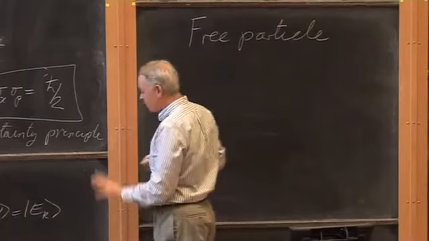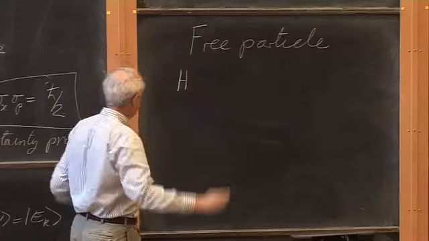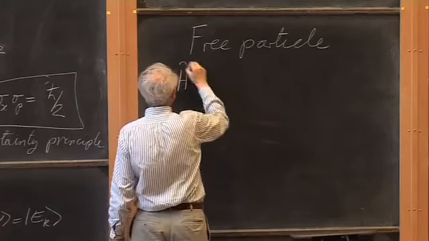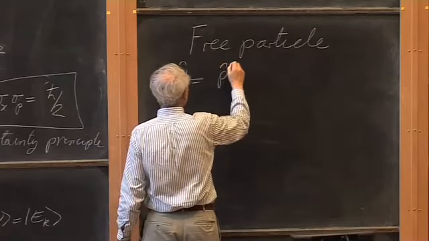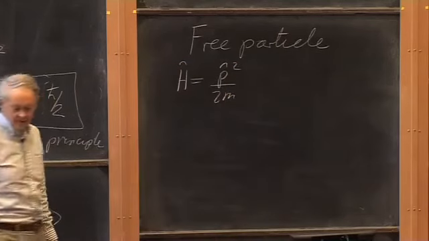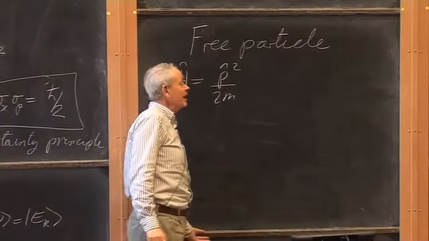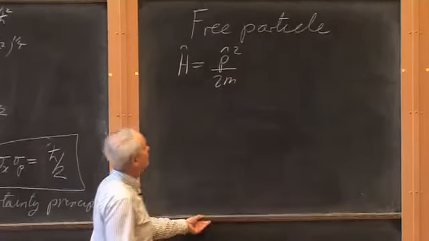So we've just got a particle whose energy, there's no potential energy, it's just free to roam, so the Hamiltonian operator is going to be p squared over 2m. We drop the plus V of x. It's a free particle. And what we're going to do now is talk about the time evolution of this particle.